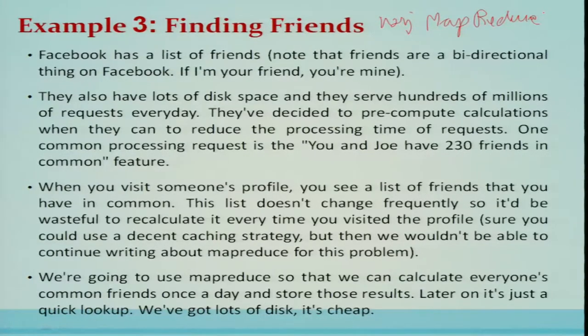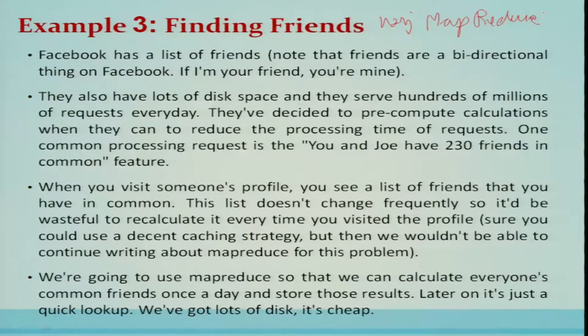Facebook has a list of friends. Note that friends are a bidirectional thing on Facebook. So, if I am your friend, you are mine. They also have a lot of disk space and they serve hundreds of millions of requests every day. They have decided to pre-compute the calculation when they can to reduce the processing time of the request.